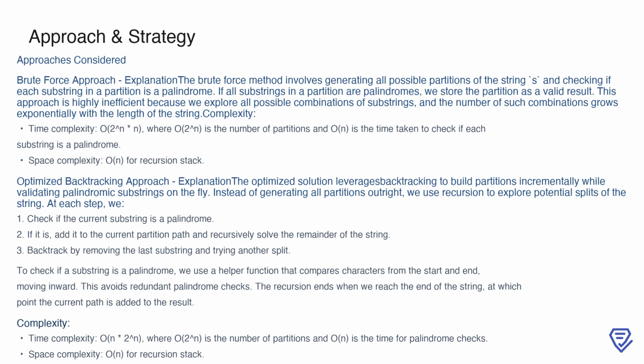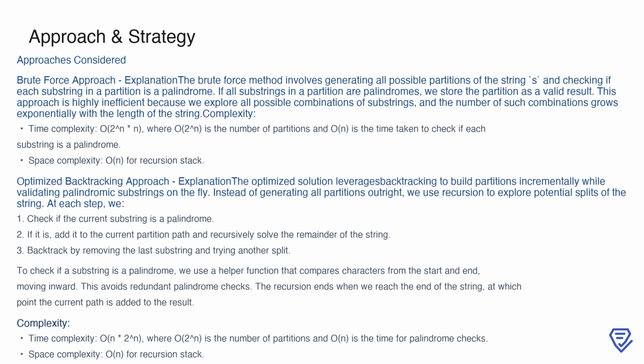To solve the palindrome partitioning problem, we first consider the brute force approach. This method involves generating all possible partitions of the string and checking each partition to determine if all its substrings are palindromes. If a valid partition is found, we add it to our results. However, this approach is highly inefficient because the number of possible partitions grows exponentially with the length of the string. Checking each substring for a palindrome adds even more computational overhead, leading to a time complexity of O(2^n * n). The space complexity is O(n), due to the recursion stack used during partition generation.